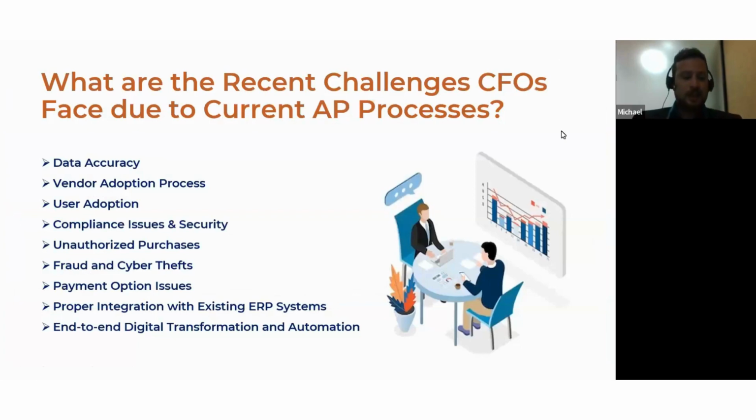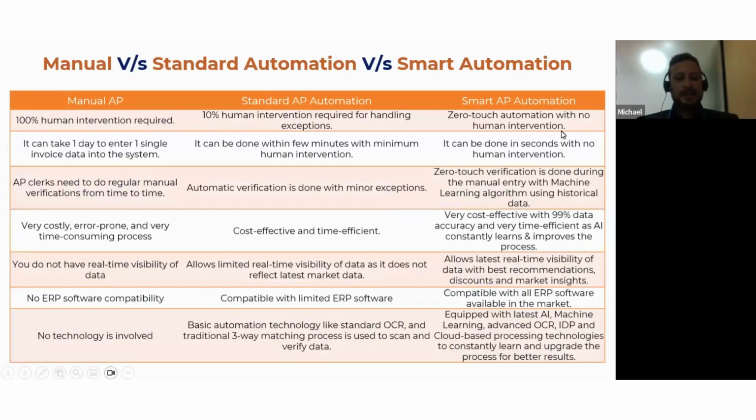And when it comes to actually viewing the data that your process is running, right? On a manual process, you do not have real-time data at your fingertips. With the automated process, you have limited access to real-time data, and with a smart automation process, right? Apart from getting access to real-time data, you are also able to avail the best recommendations, discounts, and market insights available at that point in time.